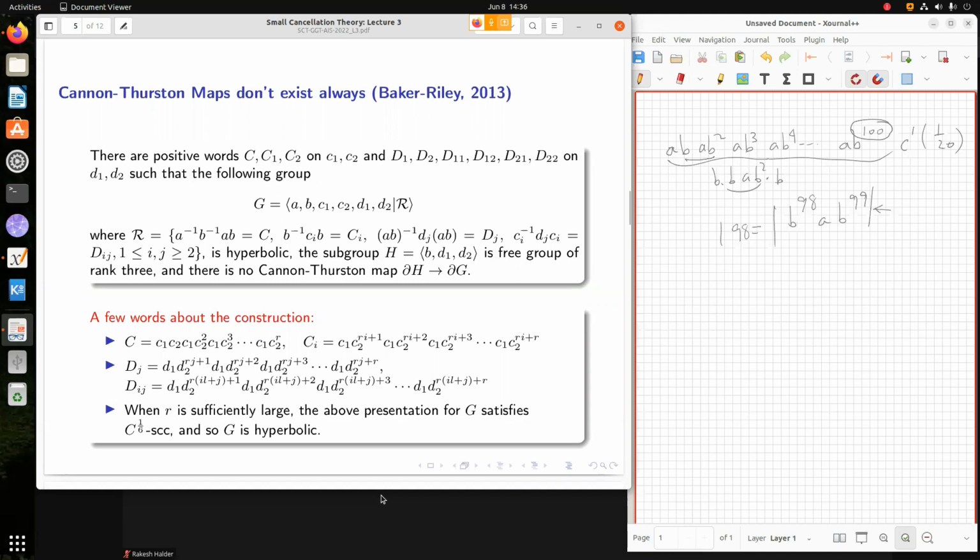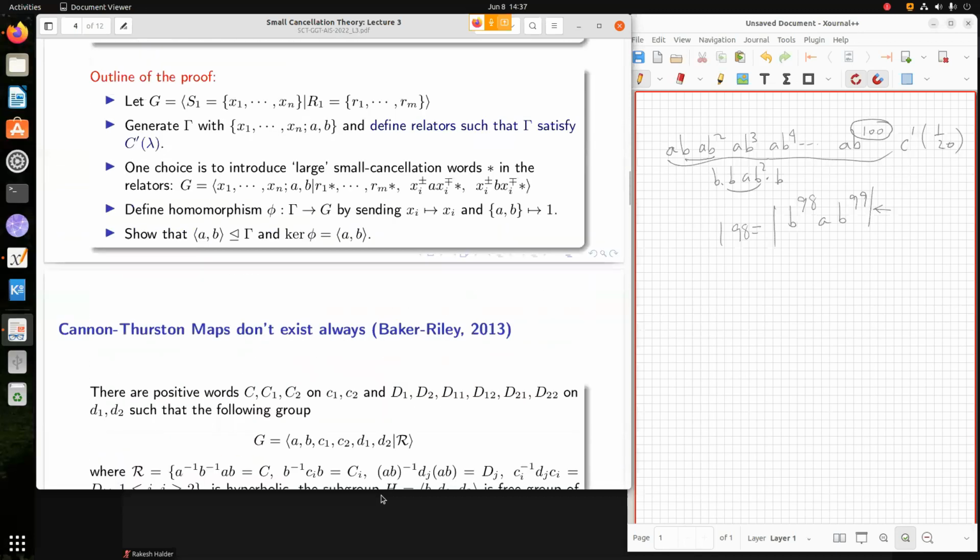So what are the relators here? The relators are C times the inverse of this, C1 times the inverse of this with C1 here, C2 times the inverse of this with C2 here, then D1 with the inverse of this with D1 here, and similarly D2 with inverse of this with D2 here, and so on. And Dij's, so 4 of them, Dij's with these inverses. Now, if we recall, then it looks very similar to these things, right?